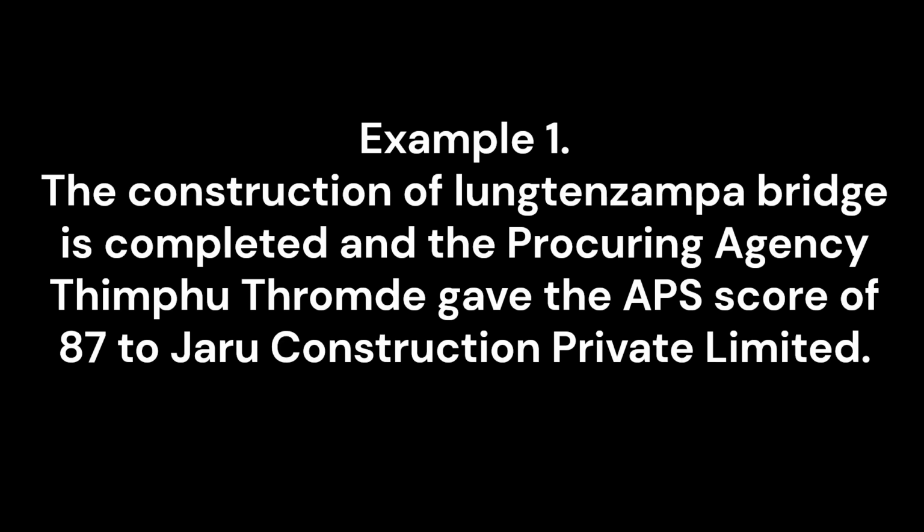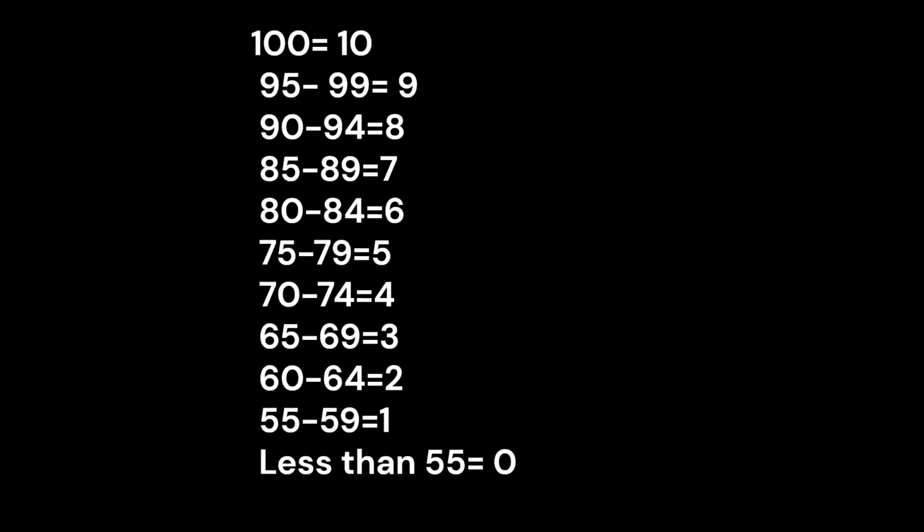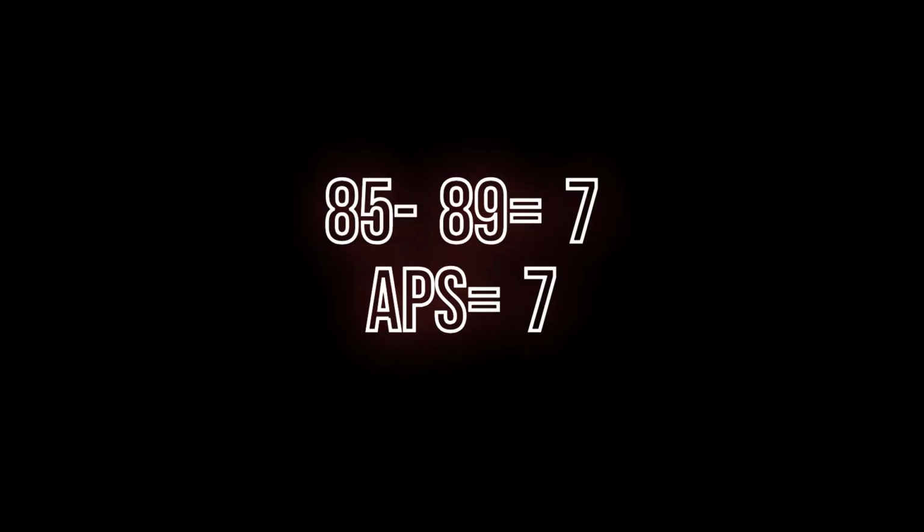Now let's take one example to make you understand clearly. Example 1. The construction of Lungton Zampa Bridge is completed and the procuring agency, Timpu Thramd, gave the APS score of 87 to Jaru Construction Private Limited. Now let's refer to this scoring pattern. 87 is between 85 to 89. So the APS score got by Jaru Construction Private Limited is 7.